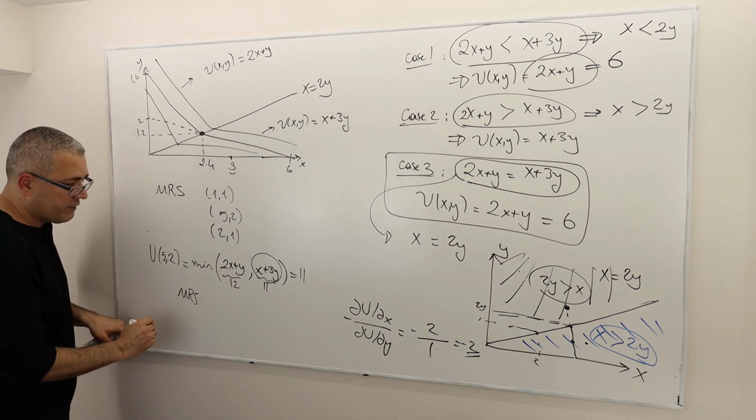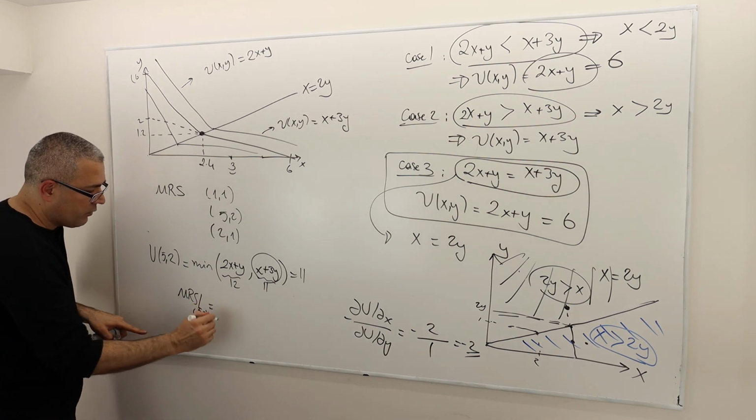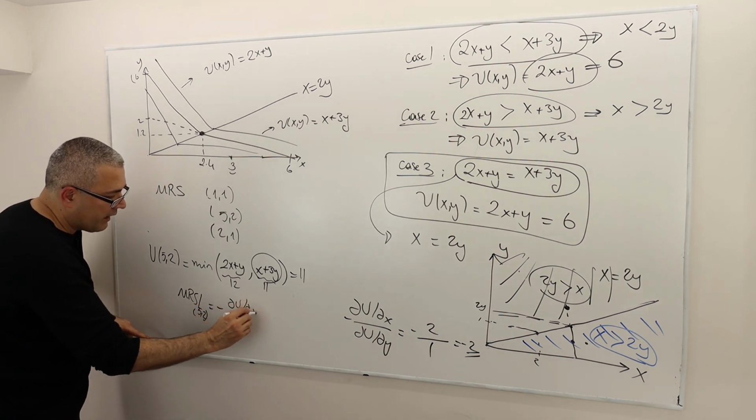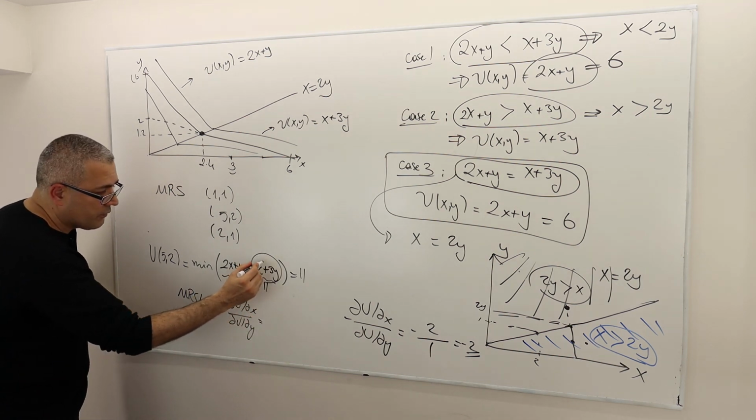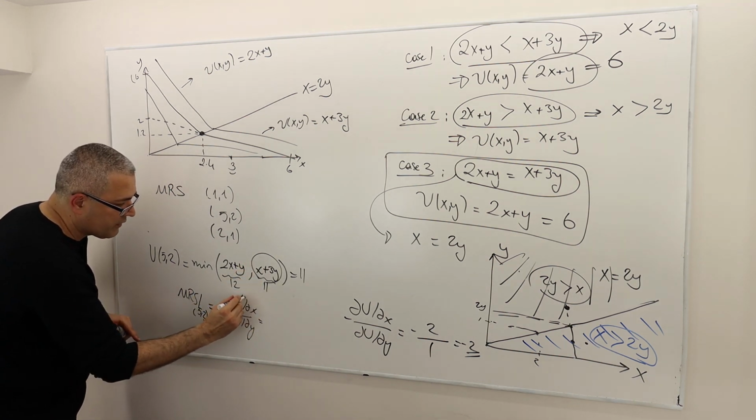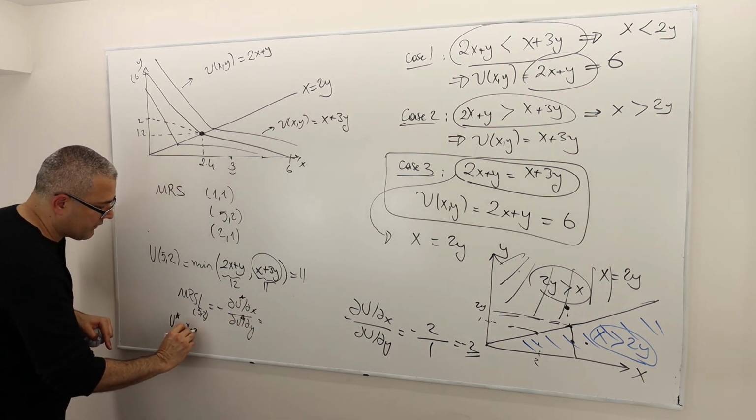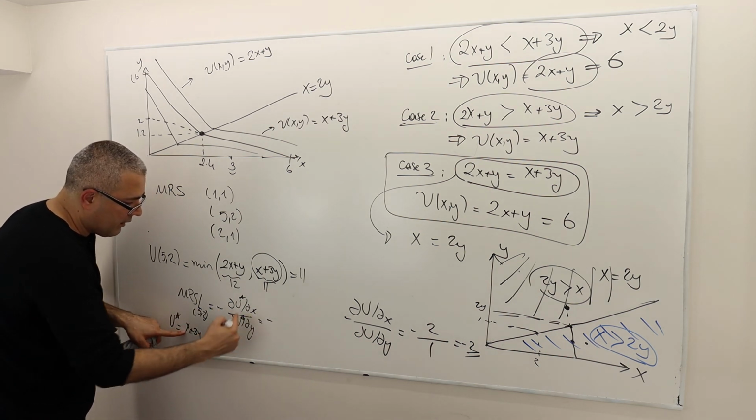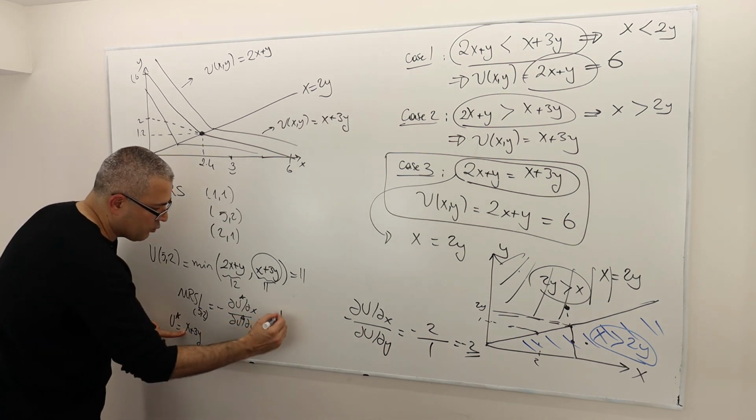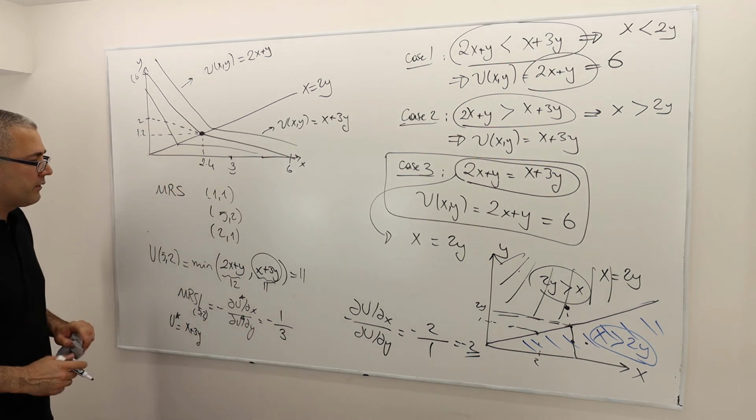So the marginal rate of substitution at 5, 2 is equal to minus del u del x over del u del y. But this time u is equal to this guy, all right? So the u star, let's call it. U star is equal to x plus 3y. And so it's equal to minus the partial derivative with respect to x is 1, partial derivative with respect to y is 3, so it's minus 1 over 3.